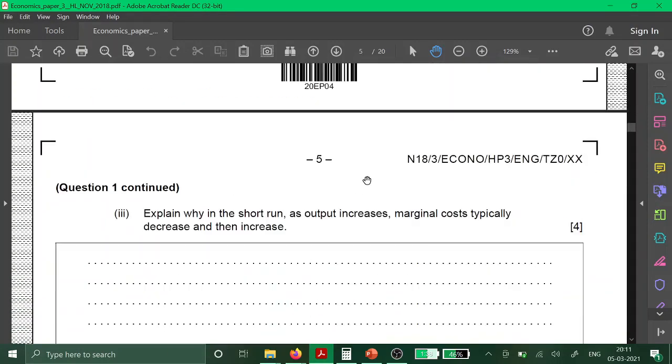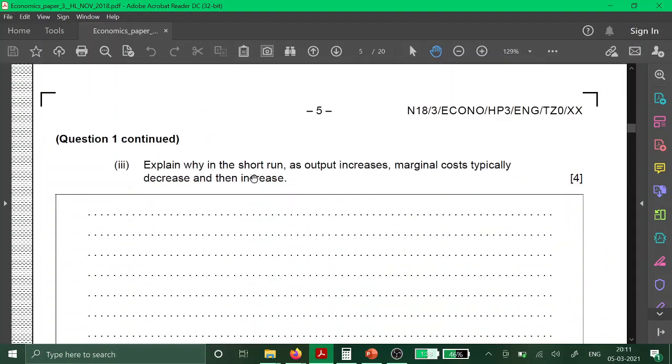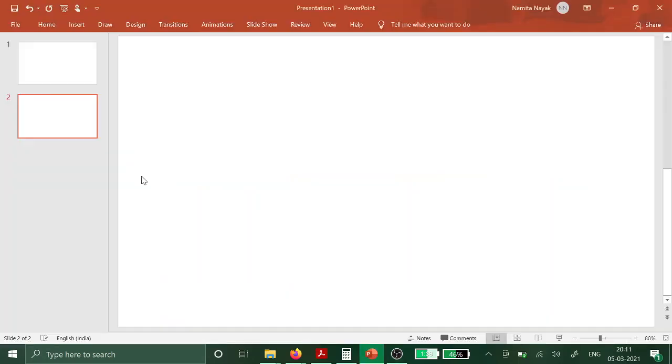Then next, you have to basically explain why in the short run, as output increases, marginal costs typically decrease and then increase. Any idea? Not sure. Okay, let me explain that to you.